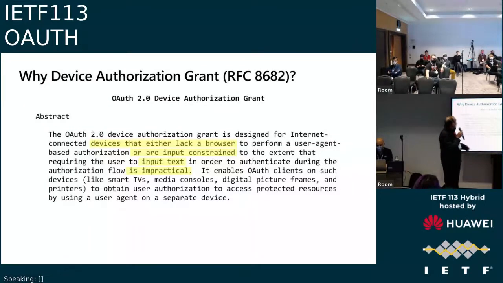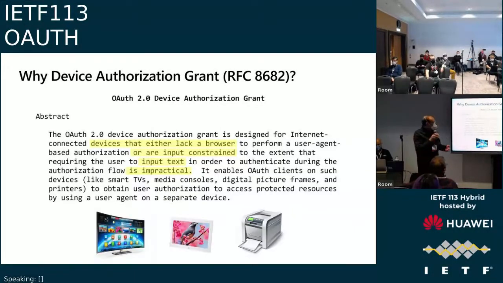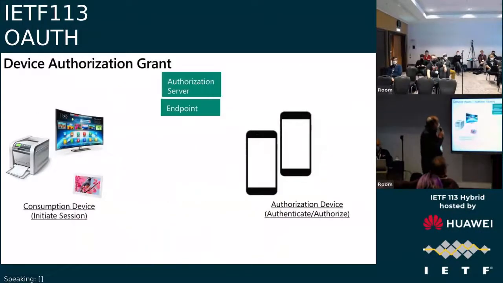Next slide. So what is the device authorization grant? It's really a protocol that allows devices that lack a browser or are input constrained, where it's difficult to input text, to be part of the OAuth ecosystem and to obtain access tokens and refresh tokens. Next slide. They're really for devices like this. This picture is a smart TV, which was the original intent. They're for smart TVs, picture frames, printers, devices like that. Next slide, please.